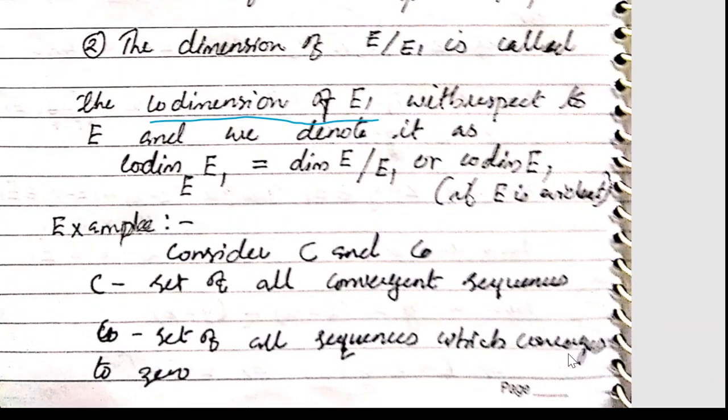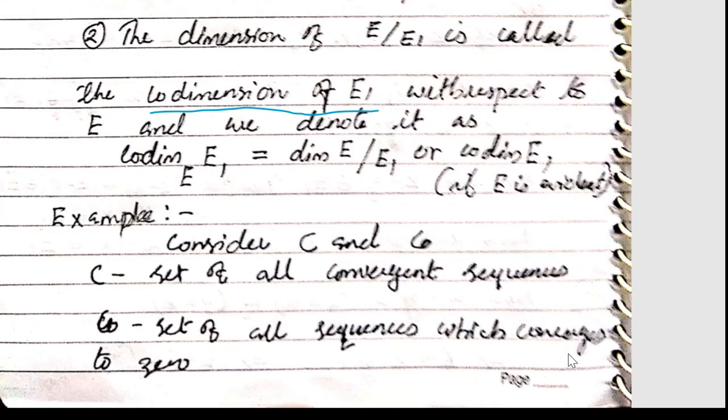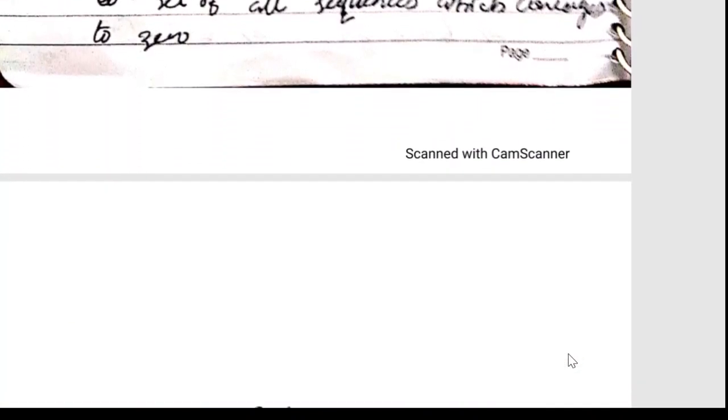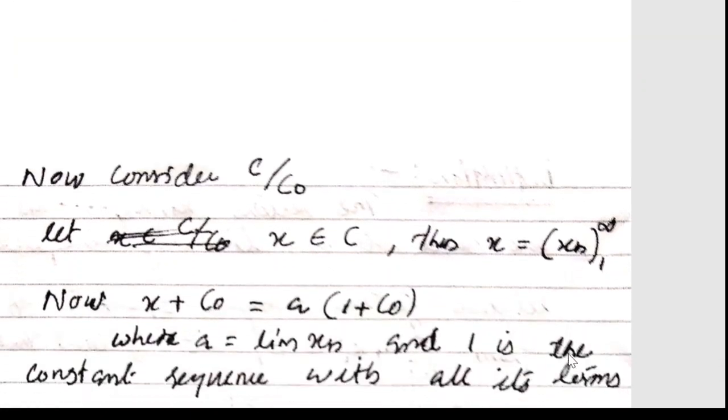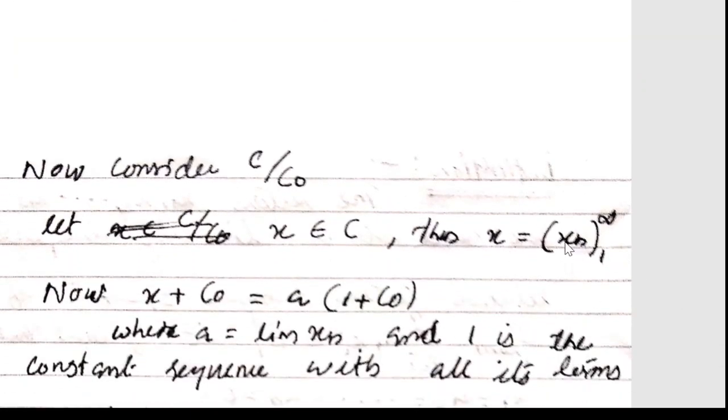Some examples. Consider c and c0, where c means the set of all convergent sequences and c0 means the set of all sequences which converge to 0. Now suppose we are taking c by c0. If x belongs to c, then x is of the form (xn) with n from 1 to infinity. I repeat, x plus c0 is a coset, the coset determined by x.